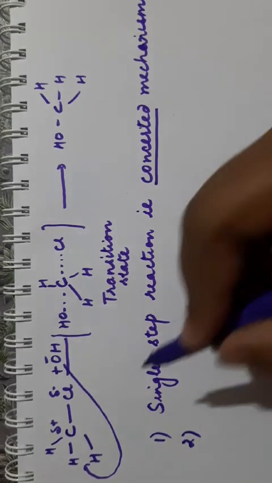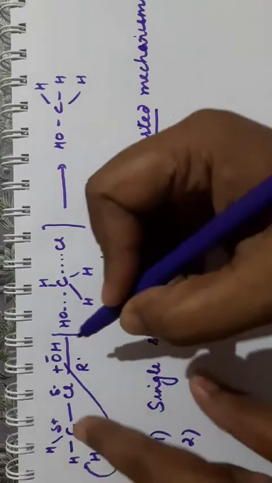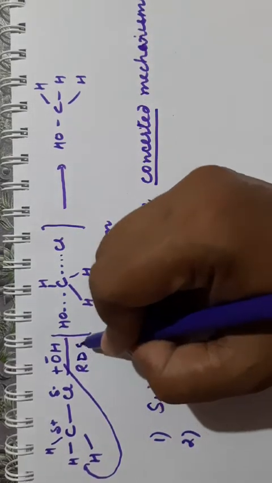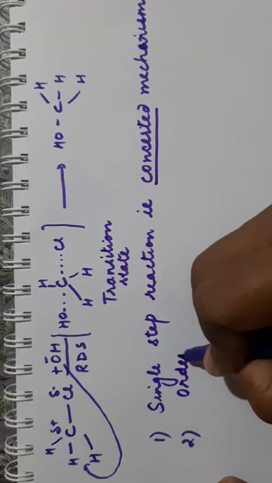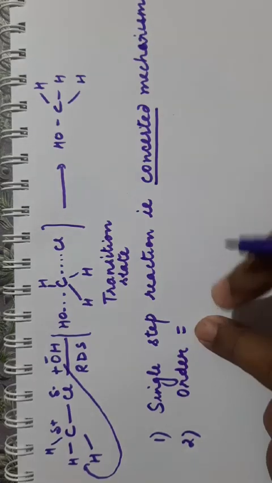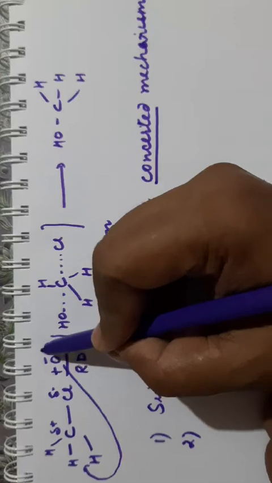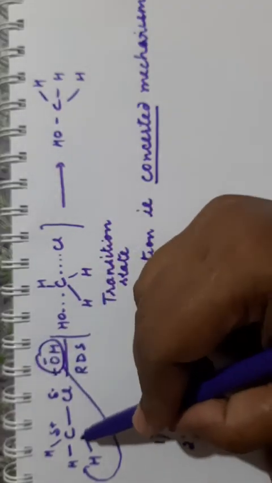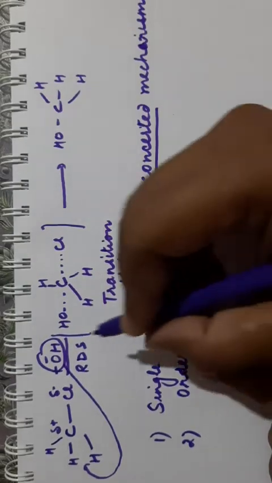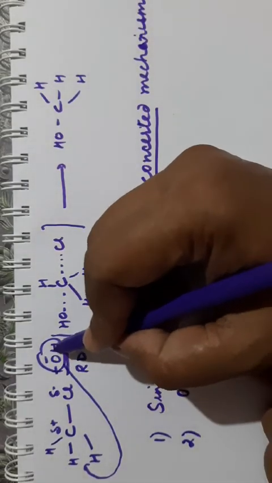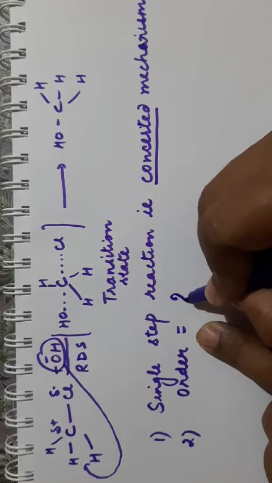Second, see, this is the rate determining step here, because this is the single step, it is the rate determining step. Now second is, what is the order of this reaction? See, in this step, what is happening? The nucleophile, OH minus, and this is methyl chloride, that is substrate. So the order depends upon both the concentration of the nucleophile as well as the substrate. So you can write the order is 2 for this.